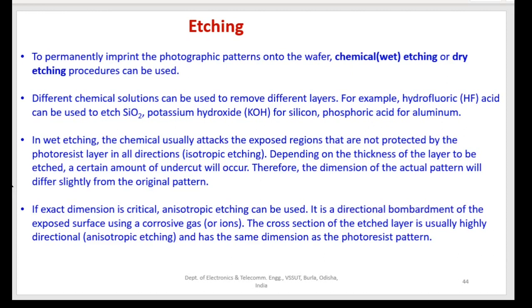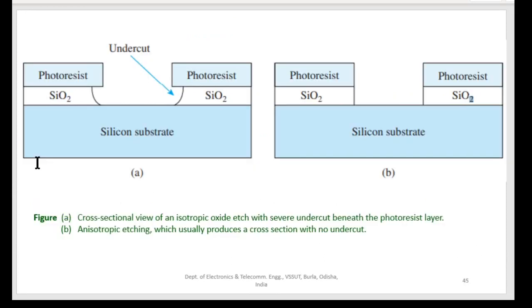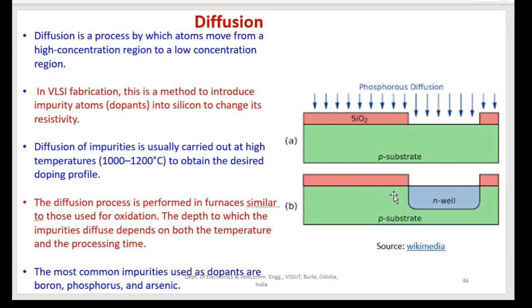Right, so there are two types of etching, isotropic and anisotropic. Okay, where the accuracy of dimension is not important, we can go with isotropic etching, but when accuracy is more important, then we can go with anisotropic etching. Fine. Okay, next is diffusion.